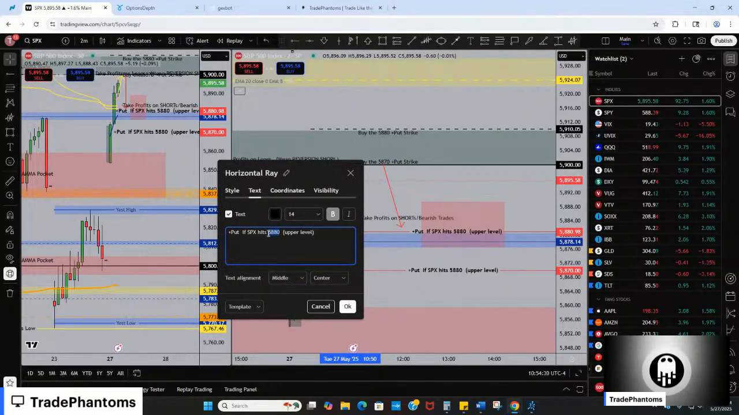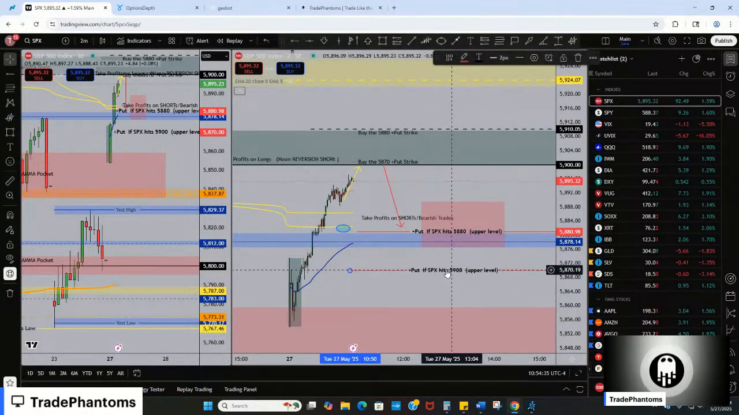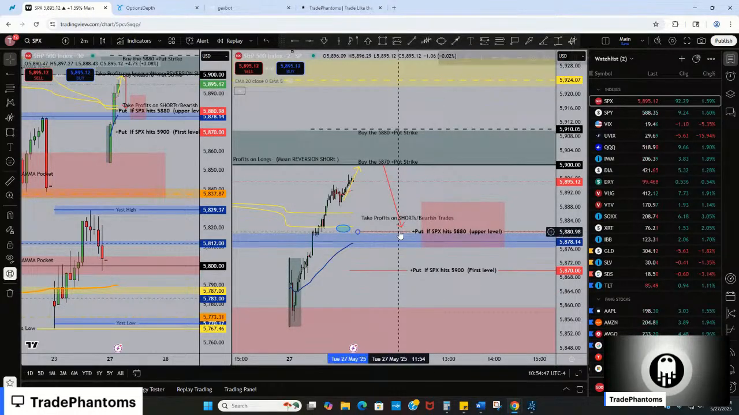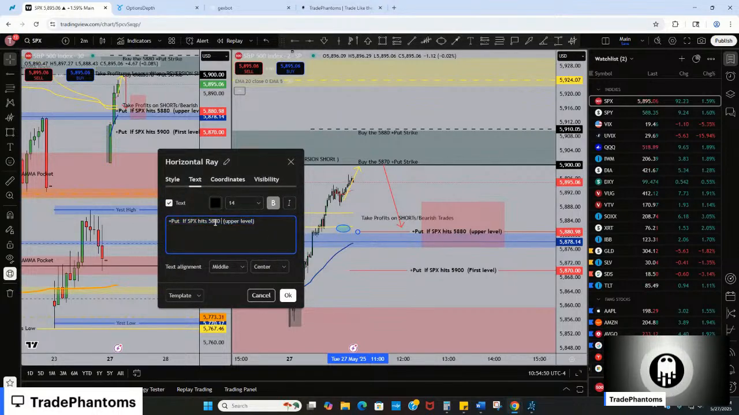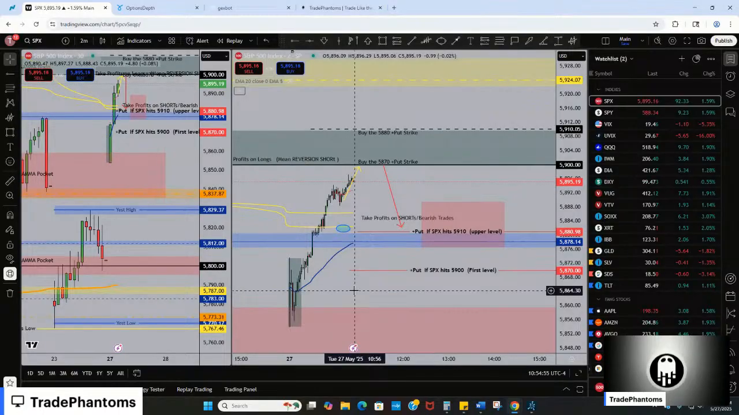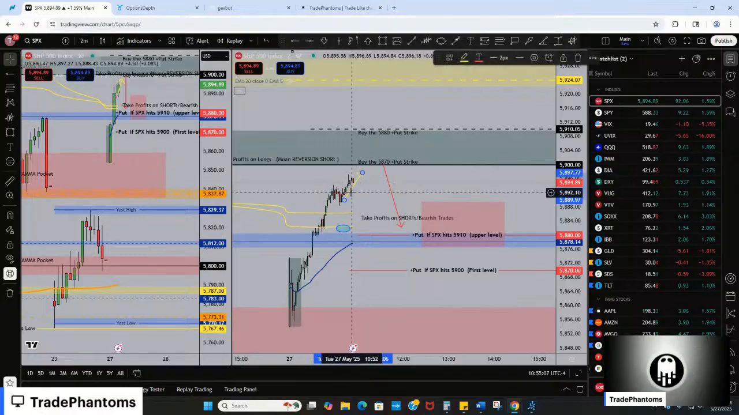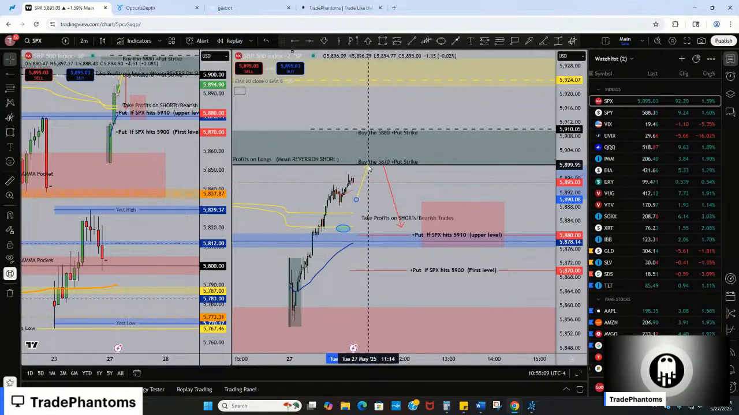Hold on, I messed up. Typo. This one's going to be 5,900, which is the lower level or the first level, right? All right, I made a typo here, so let me fix that. If SPX hits 59.10, which is the upper level, there we go. Okay, so the strikes are over here at 80 and 70. All right, with the condition that we have to, of course, get up in there into that positive gamma node.